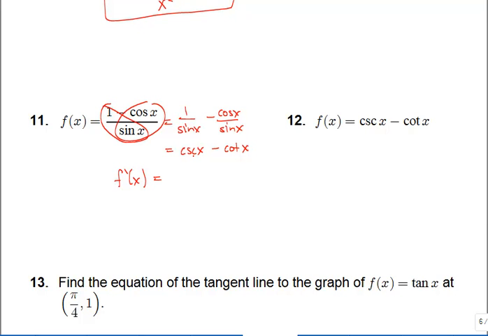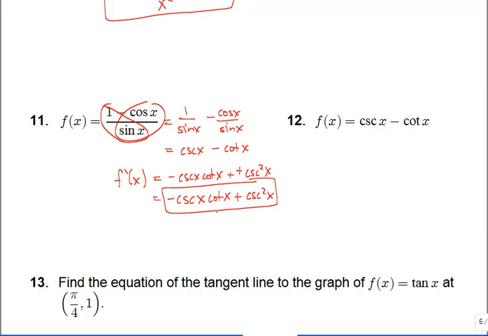And the derivative of cosecant of x is that cosecant cotangent with the minus out front. And then we have our subtraction, and the derivative of cotangent is cosecant squared with that negative. So we get a minus minus, which becomes a plus. So our final answer is negative cosecant cotan x plus cosecant squared x.